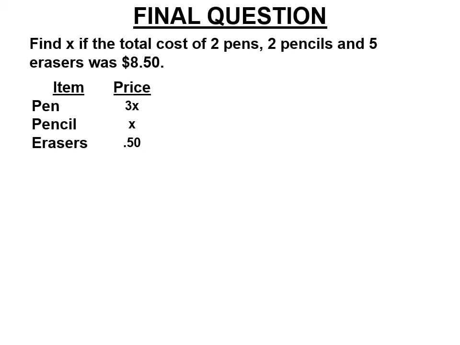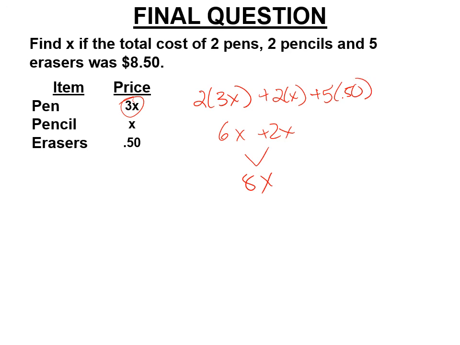Find x if the total cost of 2 pens, 2 pencils, and 5 erasers was $8.50. So 2 pens. A pen is 3x, so it's 2 times 3x. A pencil is x, so it's 2 times x. You could just do the 6x and the 2x in your head and make this 8x. That's fine. Show one of the top 2 lines, though. And then plus 5 times 50 cents. And that's all got to equal $8.50.